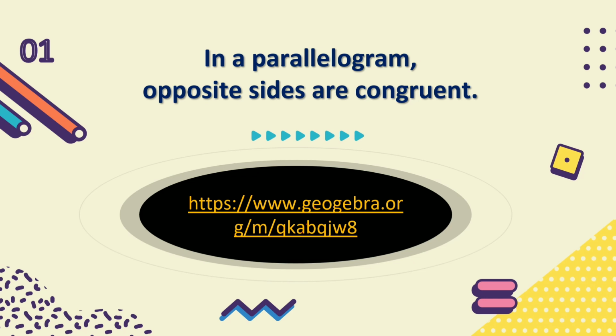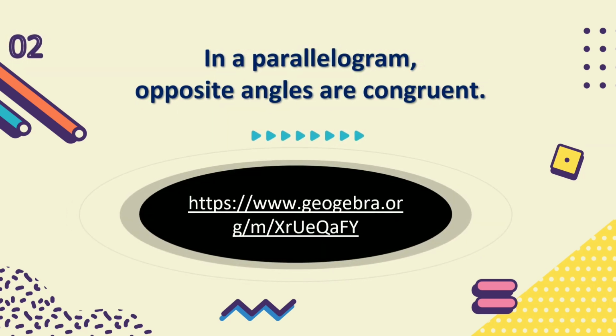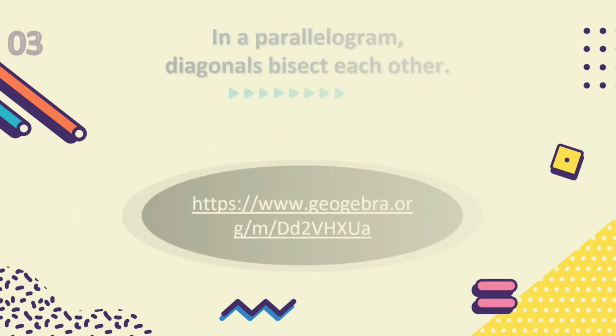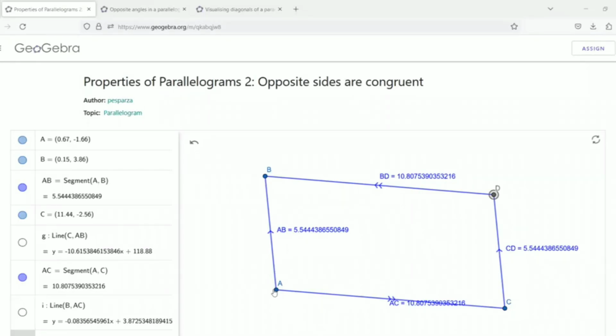These are the links of GeoGebra for test for understanding. We will visualize all the three properties using these links. So let us visualize the properties which we had studied. So the first property was that the opposite sides are congruent.